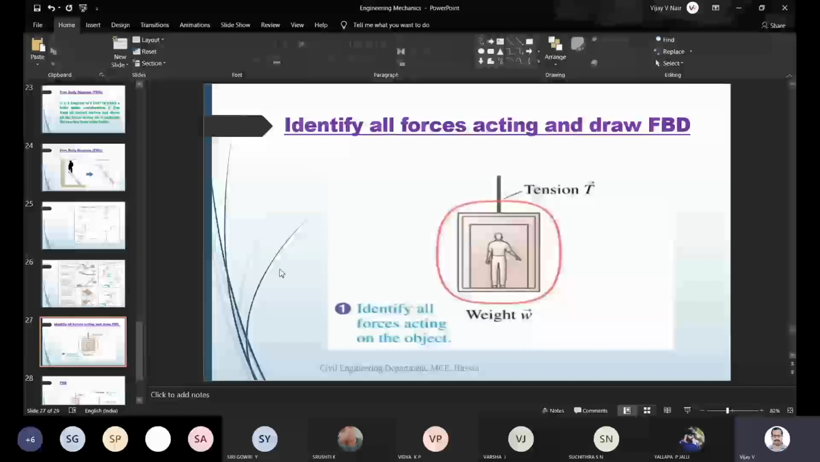Coming to a real life scenario, say for example you are standing in a lift. Can you identify all the forces that are acting on this particular member in the lift? Just make a free body diagram for this. Obviously you are going in the upward direction. So assume that you are the only person standing in that particular lift. Can you just draw a free body diagram for that? And let me know how many forces are acting.